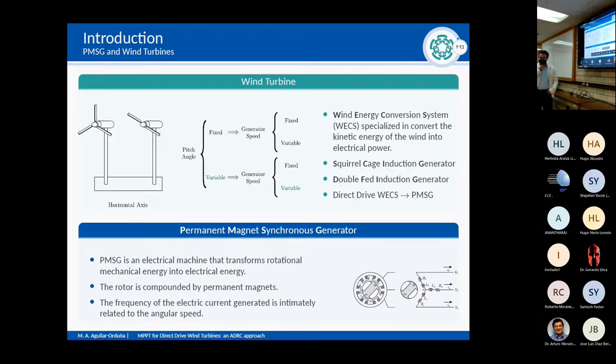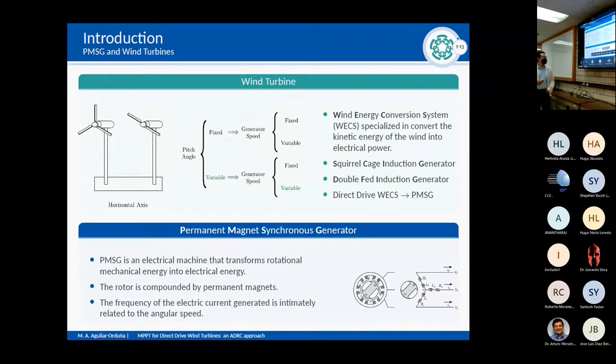I'm going to start by saying that a wind turbine is a wind energy conversion system specialized in transforming kinetic energy of the wind into electrical power. The two most often used generators are the squirrel cage induction generator and the doubly fed induction generator. But when we talk about direct drive wind turbines, the PMSG, the permanent magnet synchronous generator, is the chosen one.